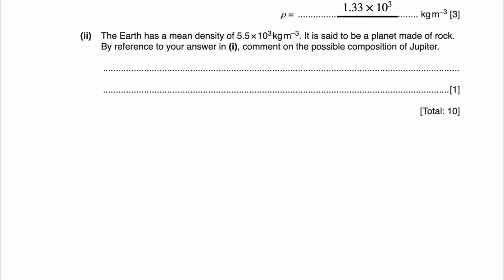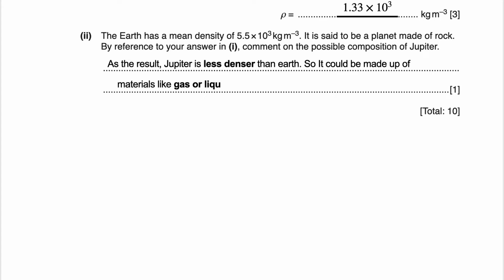There is a small logic here. If Earth's density is that of rock, Jupiter's density is relatively less than that. So the material making Jupiter should be less dense than the Earth. So what is less dense than rock? Obviously rock is a solid, so we are talking about something like a fluid, liquid or gas. So how can we write it? We are comparing the result. Jupiter is less dense than the Earth, so it could be made up of materials like gas or liquid, which are less dense than rock. That's all. Very easy. Okay, we'll say sayonara to this question and move to the second question.